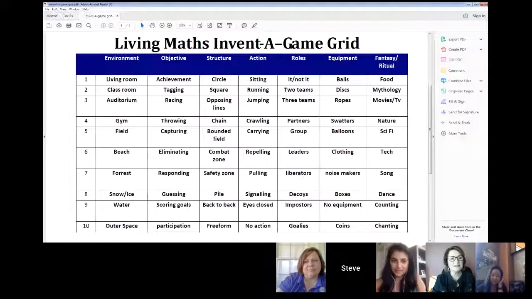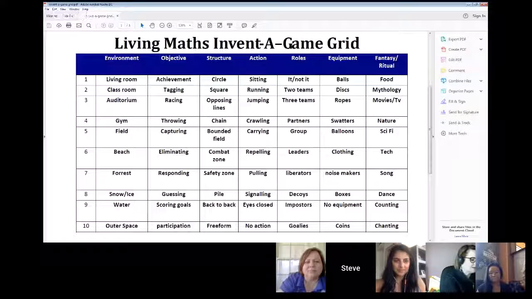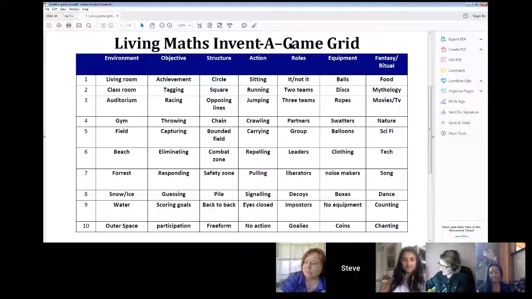And now I'm going to put that sheet back on the screen. Let's go back to our game grid. The first number that you chose was a 5. Are you still seeing the screen on your side? Is that correct? Yeah. So number 5 would be a field. So this is a game that's going to take place in a field. You might want to take down notes and write that down. I'm going to make a note of that. So it's a field game. The next one, number 2, the objective involves tagging.